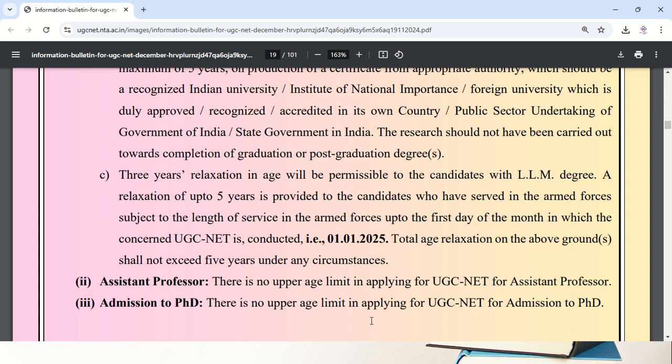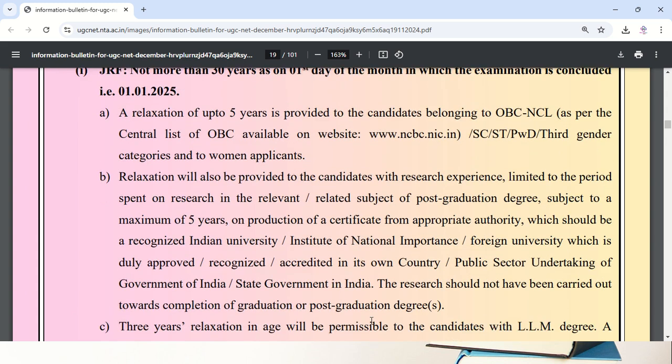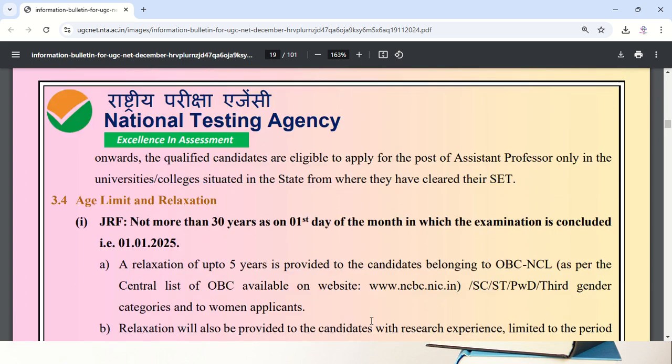And for assistant professor, there is no upper age limit. Whatever your age, you can apply; there is no age limit for assistant professor. In the same way, for admission to PhD also, there is no age limit. Only for JRF have these additional benefits been provided. So right now you can understand what the age limit is, what the qualification is, and everything else.